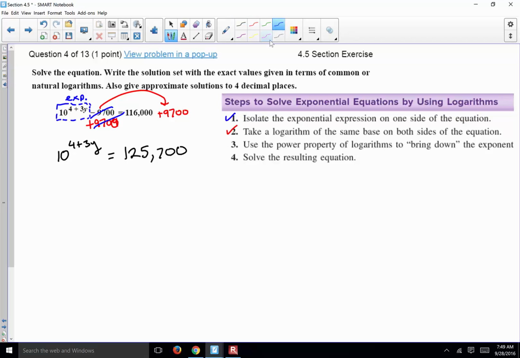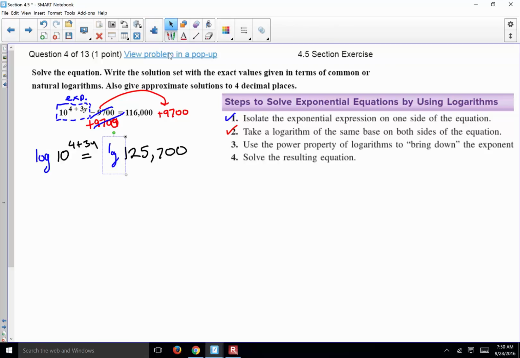So which logarithm do you prefer here? ln? Do you want to take ln of both sides? No, this is already base 10. You either choose the same base, or common, or ln logarithm. This is already 10 and it's already common logarithm. So we will go with log of both sides. Okay, log means base 10. If I don't put any base to it, it's base 10.